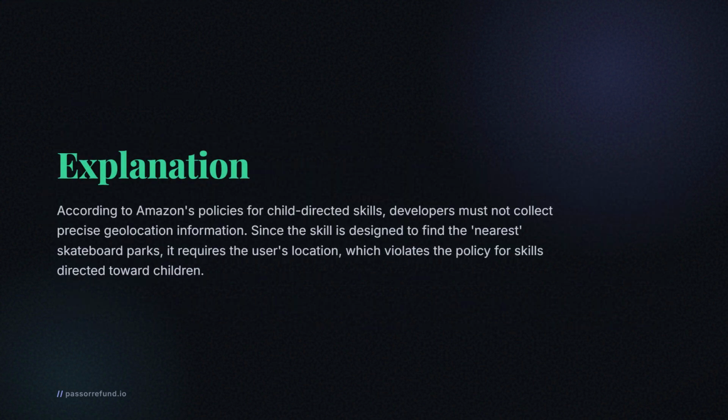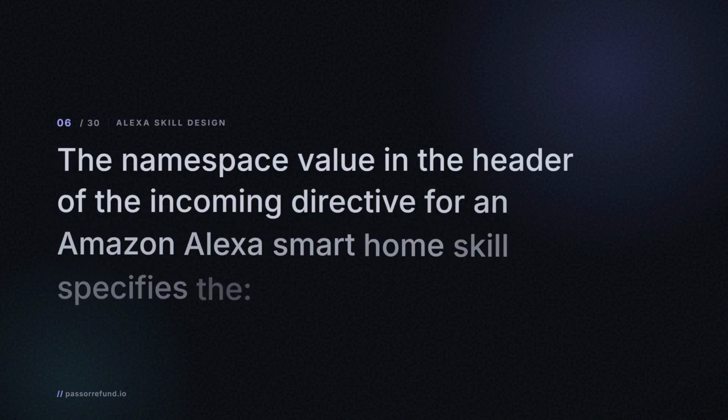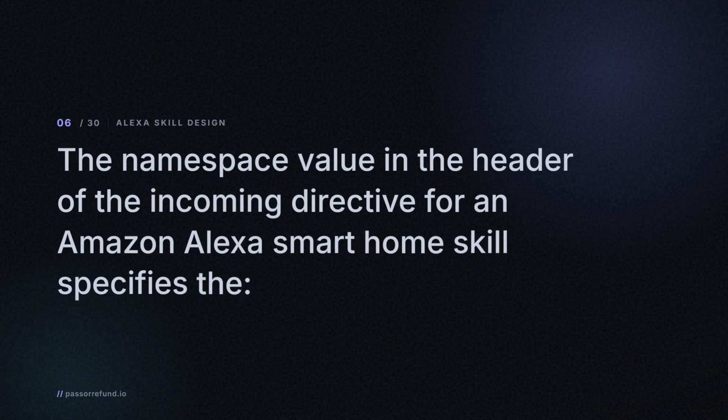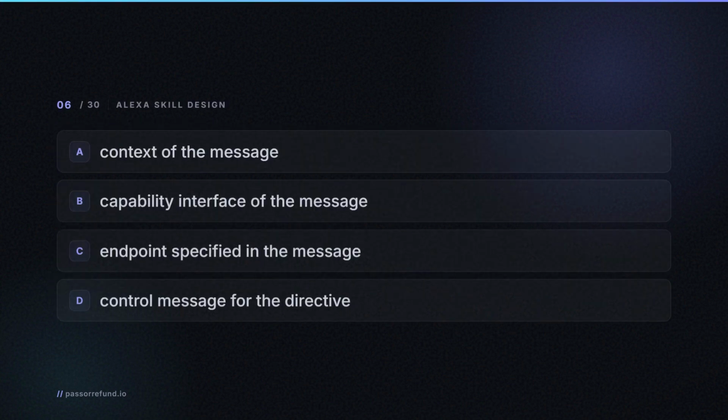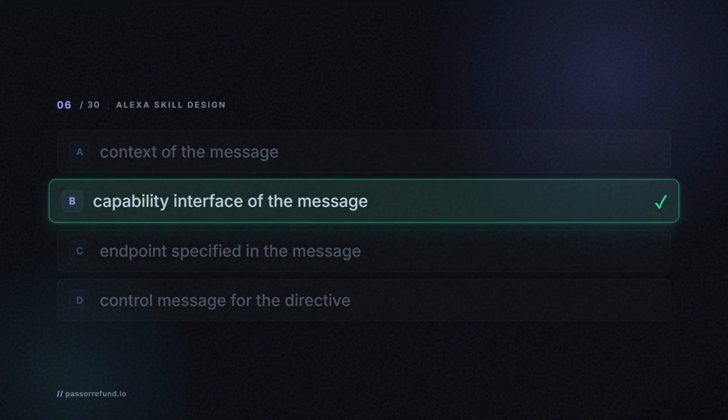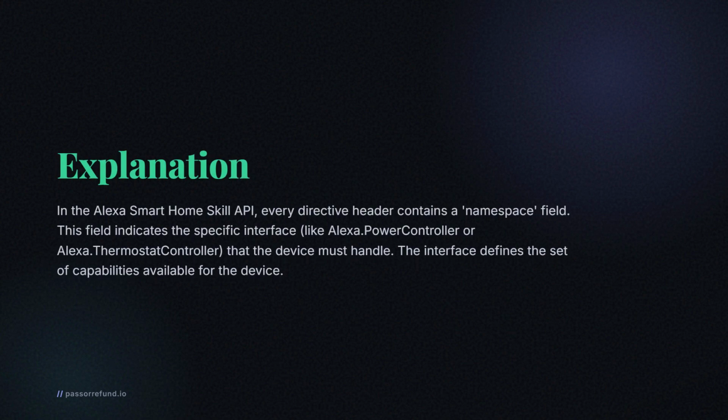You should pick B. According to Amazon's policies for child-directed skills, developers must not collect precise geolocation information. Okay, let's tackle this. The namespace value in the header of the incoming directive for an Amazon Alexa smart home skill specifies the... Here's the answer. B. In the Alexa smart home skill API, every directive header contains a namespace field.